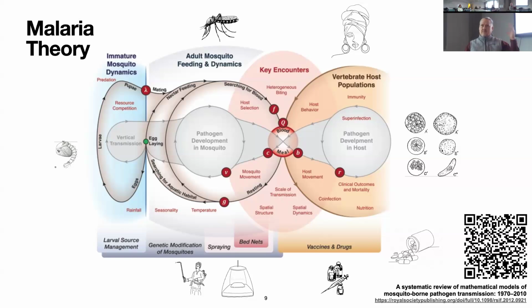So in 2013, 12 years ago now, it seems like a long time, we did a review, and by that time there were about 540 papers that we could identify that had used some form of mathematical model. And this is a schematic representation of the kinds of things that people had dealt with in those models.